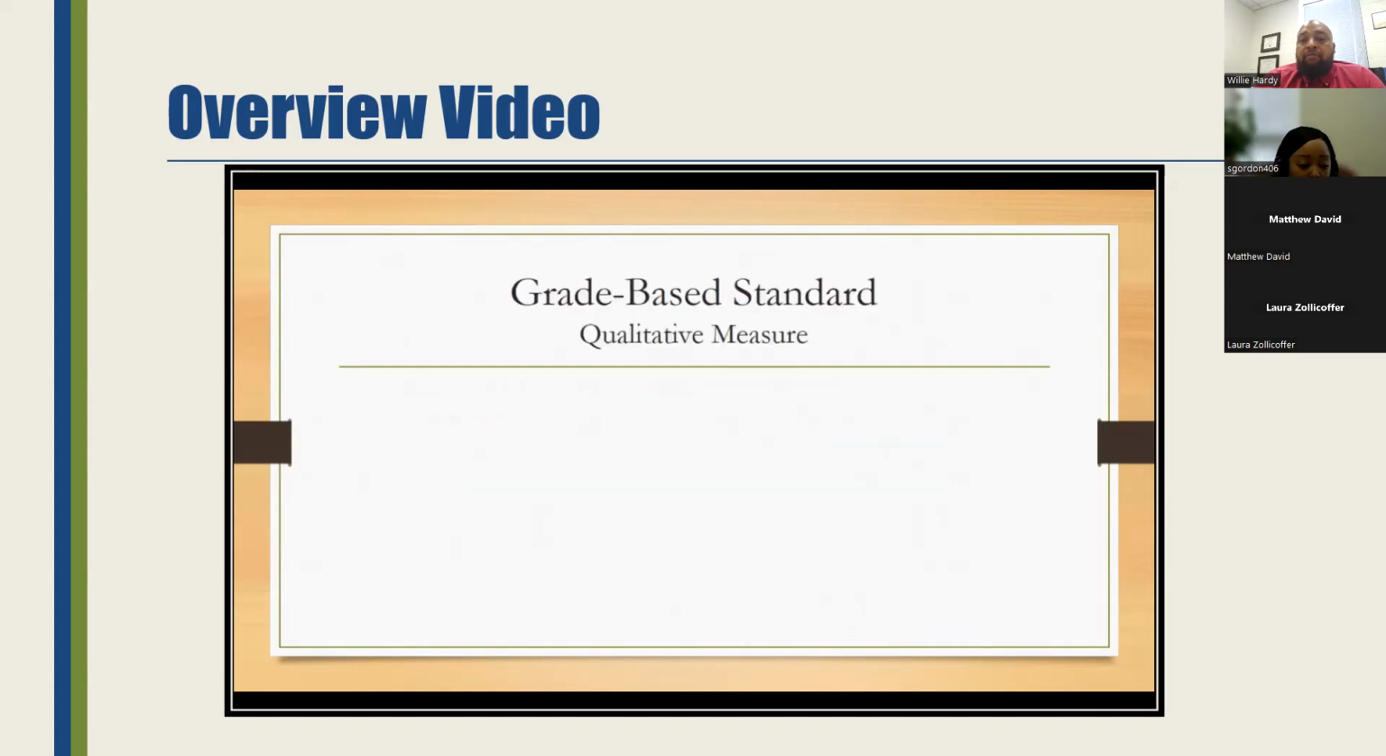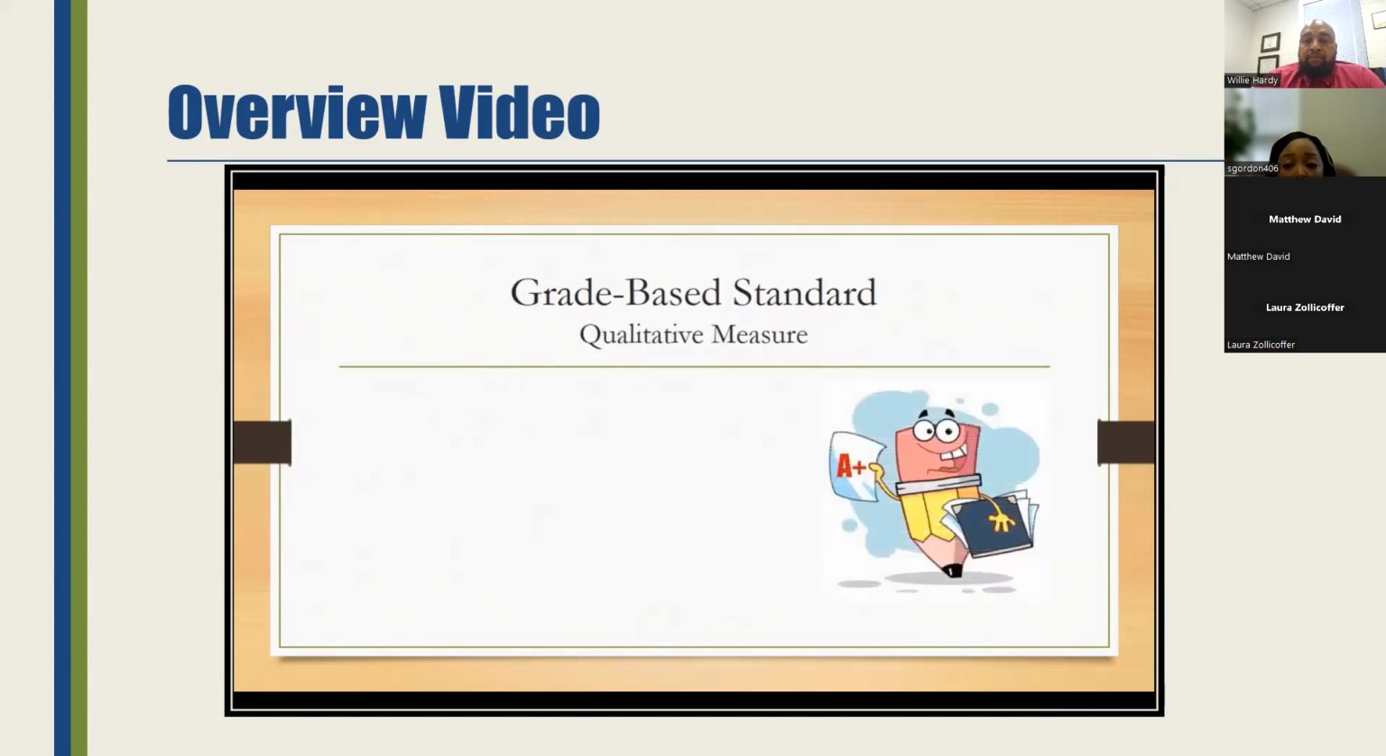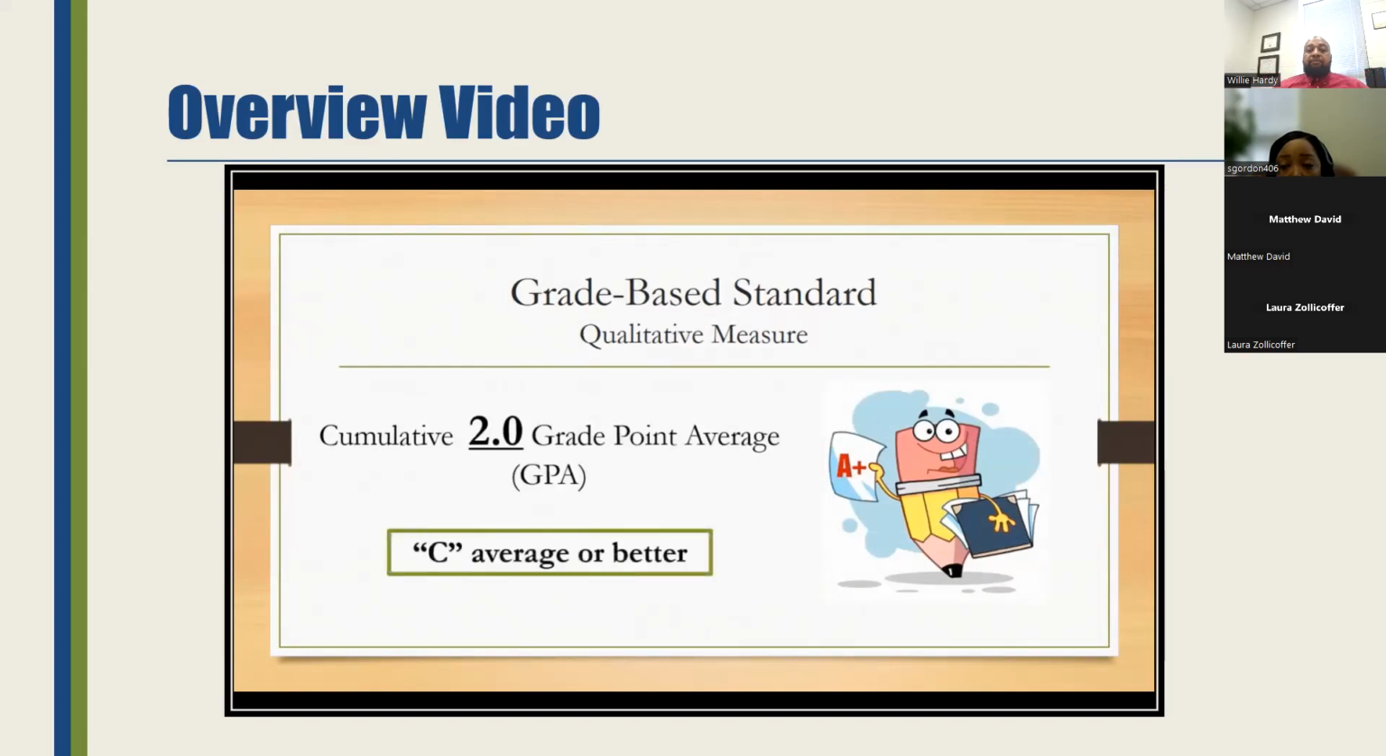As mentioned previously, SAP is measured in 3 different standards. The first we will discuss is the grade-based standard. A student must maintain a cumulative 2.0 grade point average to remain eligible for financial aid. A 2.0 GPA is a C average or better. As long as a student earns a C or better in all courses, they won't have to worry about the grade-based standard.